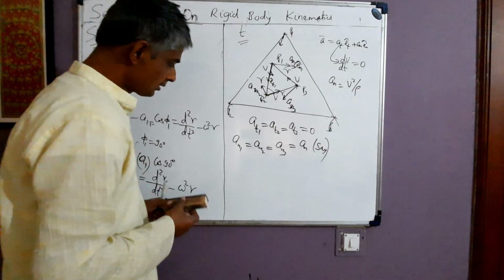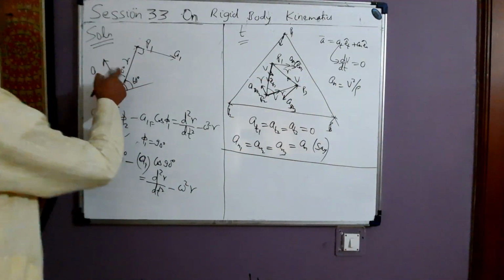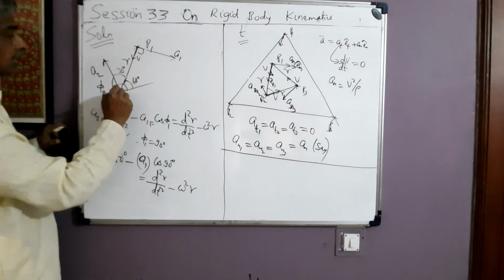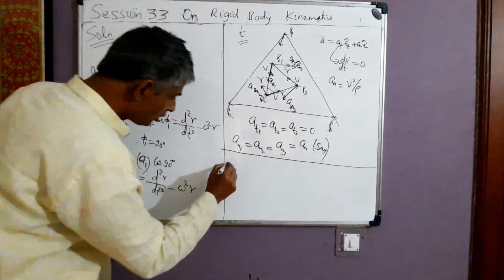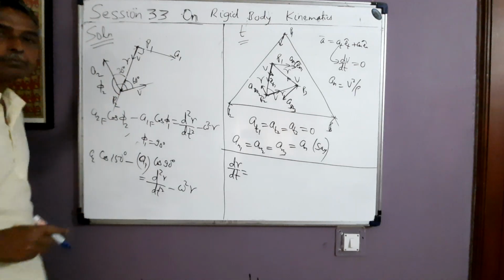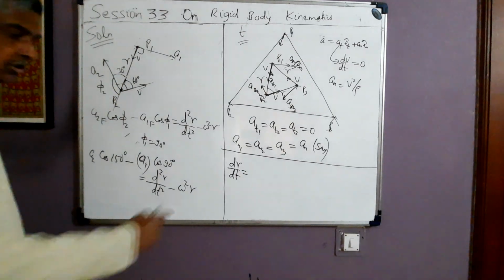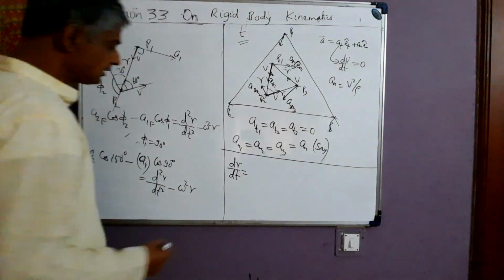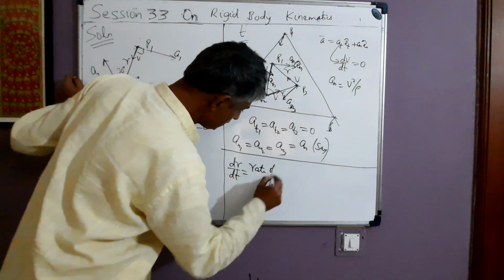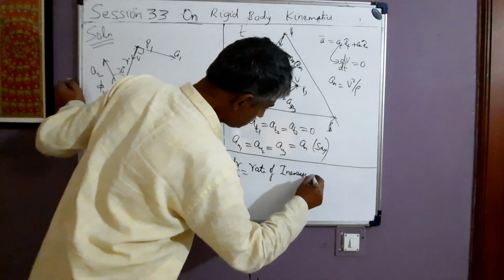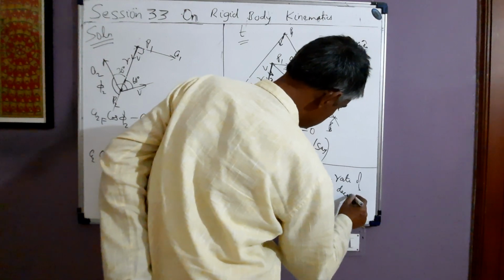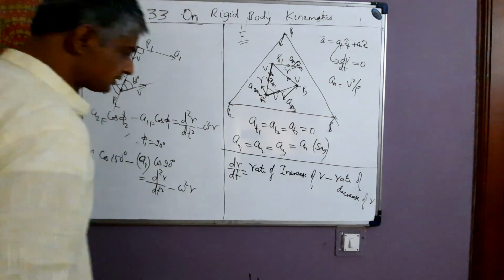Now consider this diagram again. P1 is moving at a speed v like this, P2 is moving at a speed v like this. Now what is dr by dt? dr by dt is the rate at which r changes with time. So that is equal to the rate of increase of r minus the rate of decrease of r.